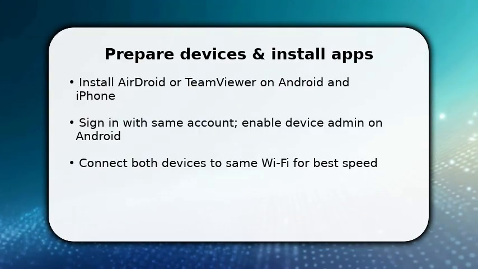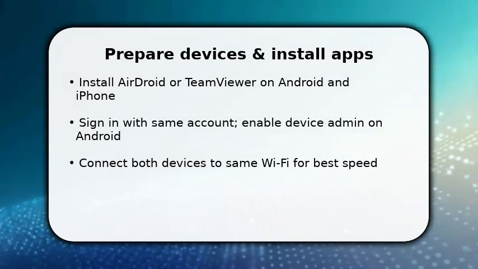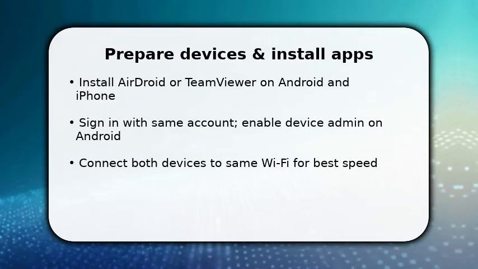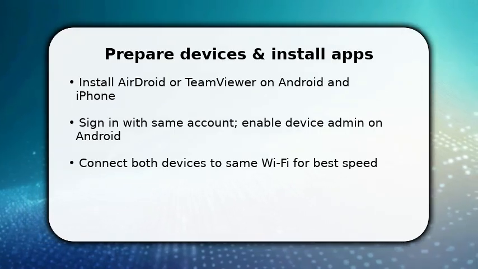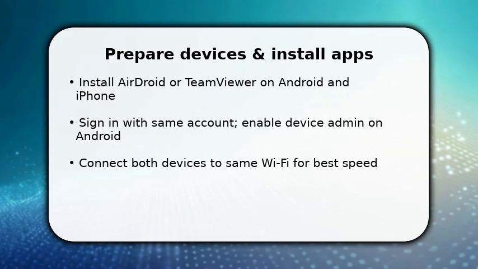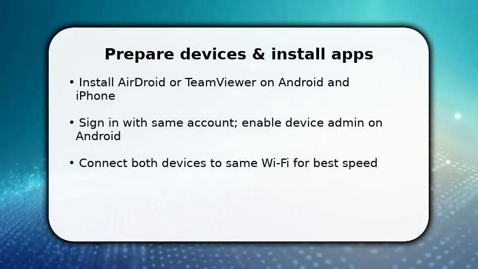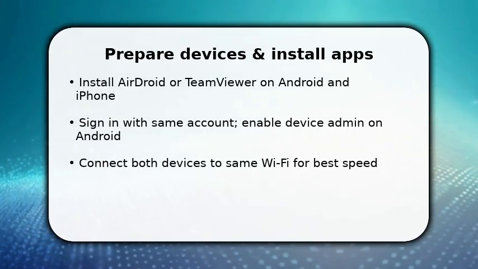You start by preparing both devices. Install AirDroid or TeamViewer Quick Support on the Android and the Companion app on your iPhone. Sign into the same account on both so the devices recognize each other, and on Android grant device admin and storage permissions so settings can be changed. Make sure both phones are on the same Wi-Fi network for a stable remote session.